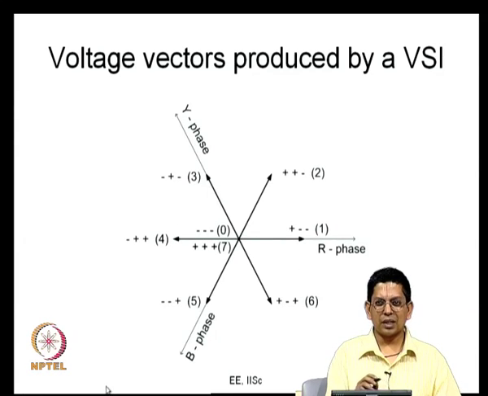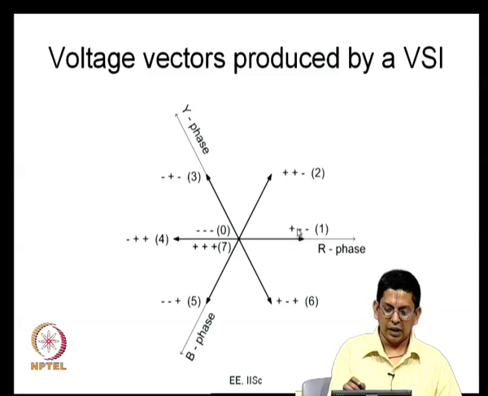Now, let us understand this a little better, and then we can see things ourselves. So, what do we see here? We see that when the R phase alone is connected to the positive bus and Y phase and B phase are connected to the negative bus, you produce a voltage vector of magnitude VDC along the R phase axis.